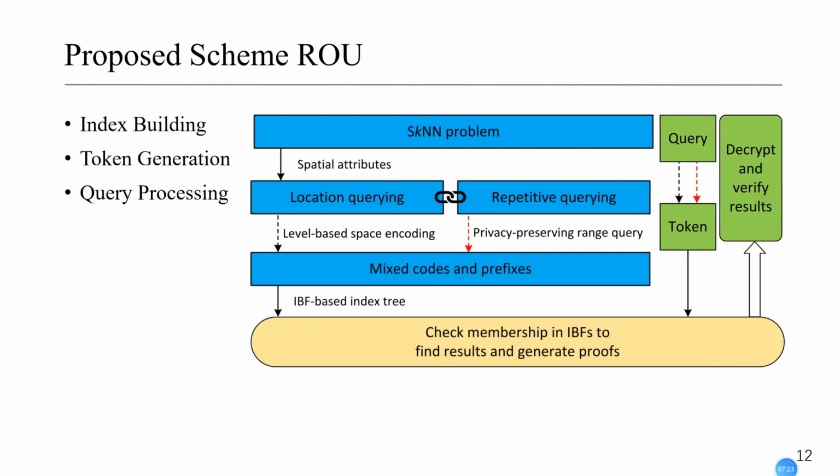Our scheme is called ROU. We divide the scheme into 3 steps: index building, token generation, and query processing. First, we use level-based space encoding to obtain location codes. We adopt privacy-preserving range querying to generate identity prefixes for data items. Further, we integrate the repetitive query problem with the location querying problem by mixing location codes and identity prefixes. Finally, we leverage IBFs to build secure indexes and achieve SkNN querying by membership checking. The data users decrypt and verify the received results.